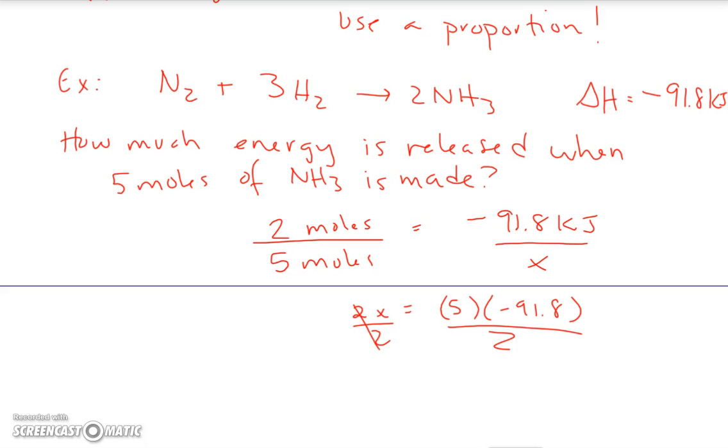If we have 5 times 91.8, divide that by 2, we get 229.5. So let's round that to 3 sig figs. We would have to say that x would be equal to, and it's a negative number, negative 230, and that's in kilojoules. Okay, so that's how you would solve that type of problem.